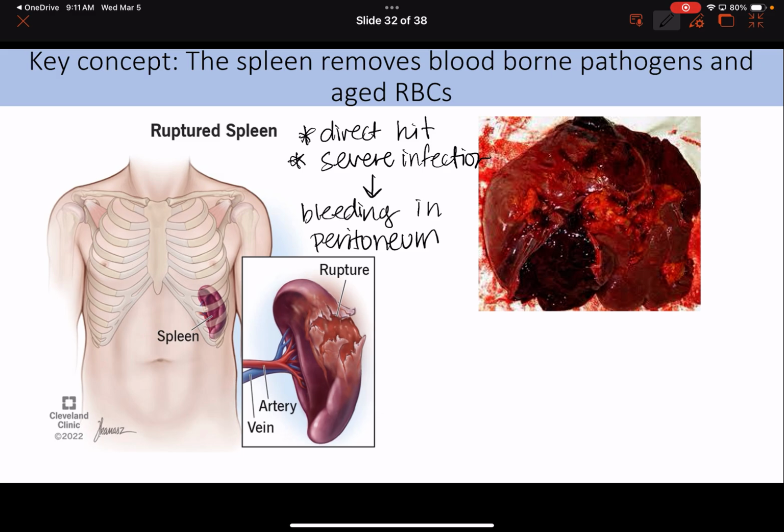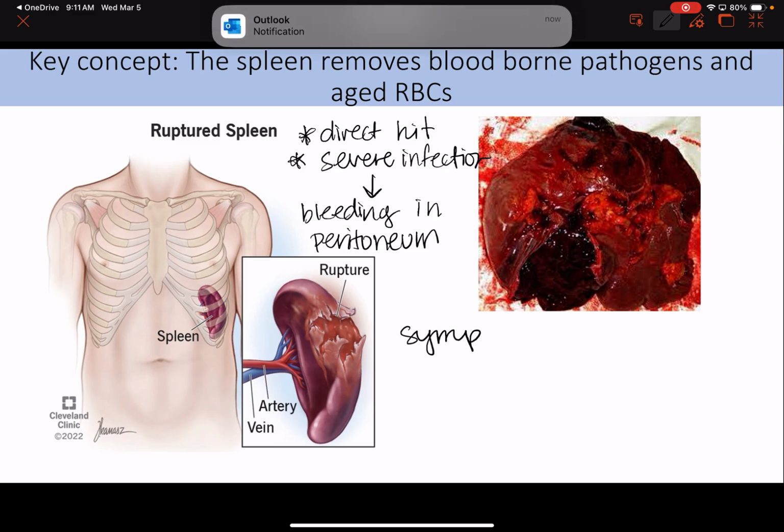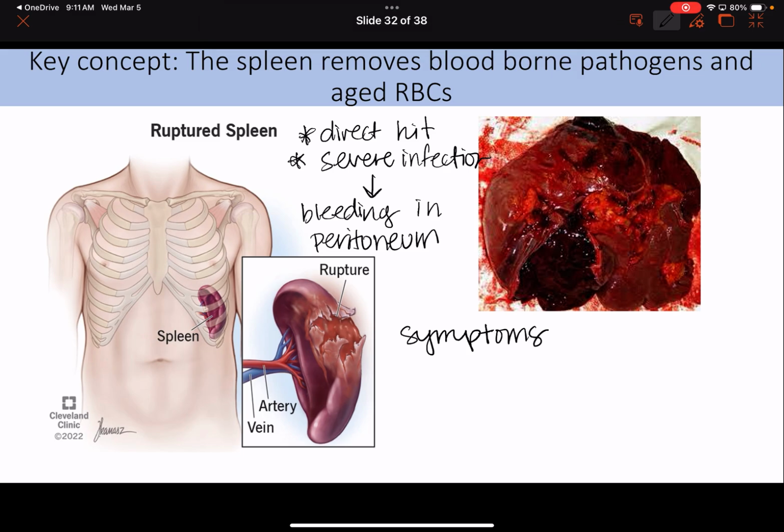Symptoms of a ruptured spleen. The direct hit should be in the upper left abdomen where that spleen is. But the symptoms are going to include abdominal pain and tenderness. And then left shoulder pain. Left shoulder pain is something we refer to as Kehr's sign.